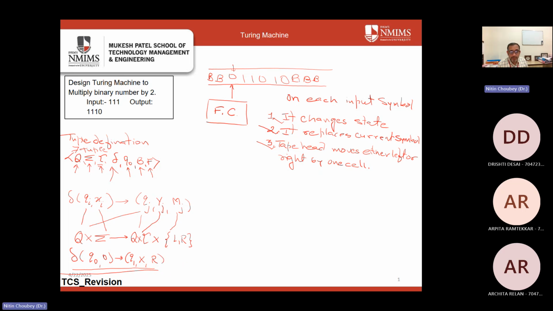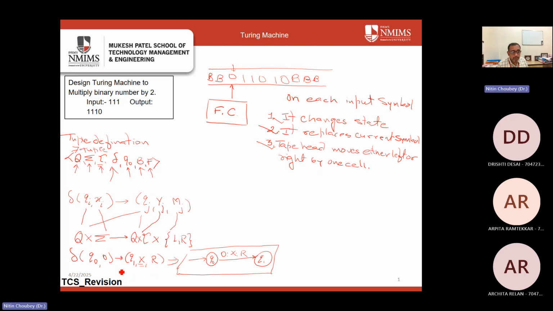And if we want to write the transition diagram for this, it can be written like this. From q0, the next state is q1, where the symbol scanned is 0. This scanned symbol is replaced with another symbol x, and the movement of the tape head is to the right. So this is the way in which the transition diagram is represented for a transition function given like this.